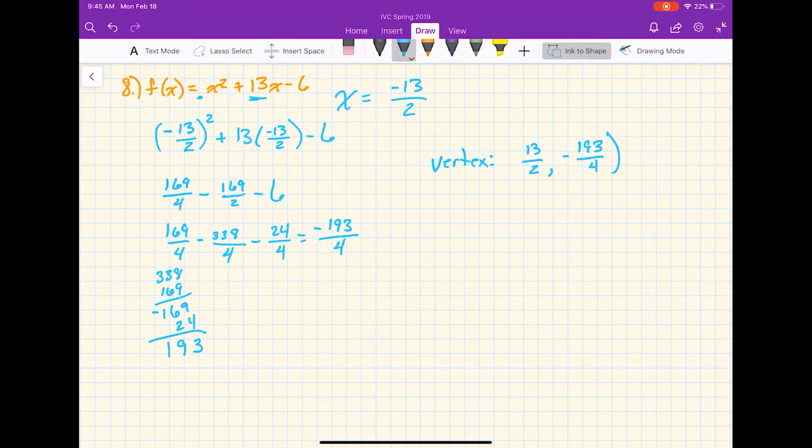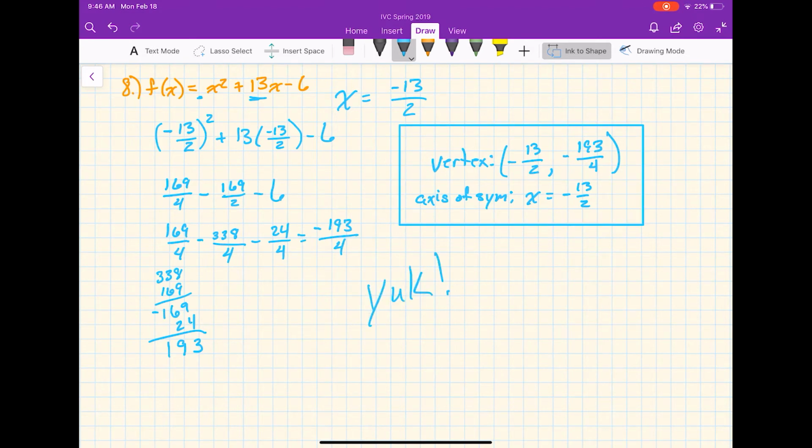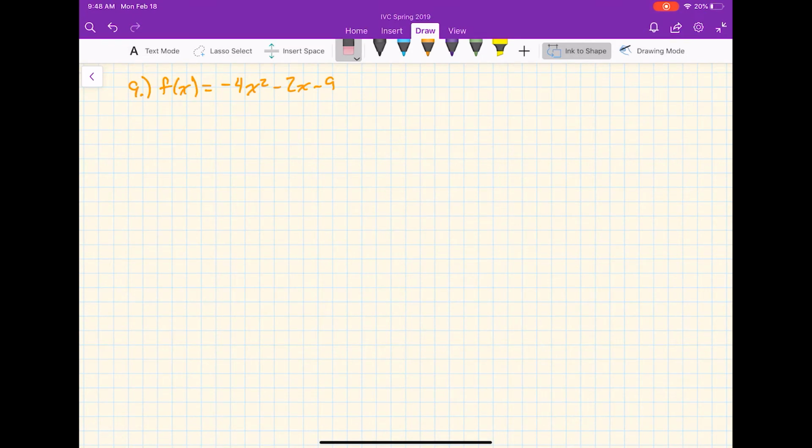So our axis of symmetry is, again, just the x-coordinate of this ordered pair, which is negative 13 over 2. All right, there's our answer to that one. Oh my gosh, so much yuck.